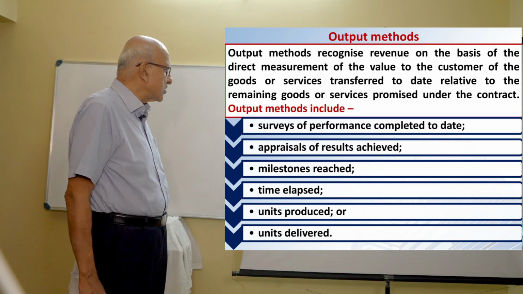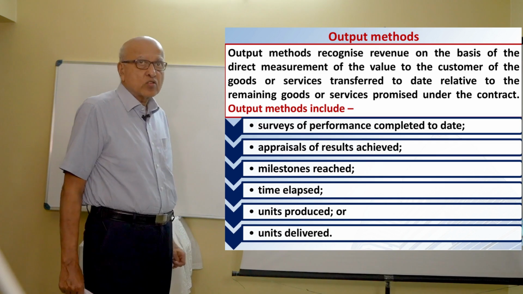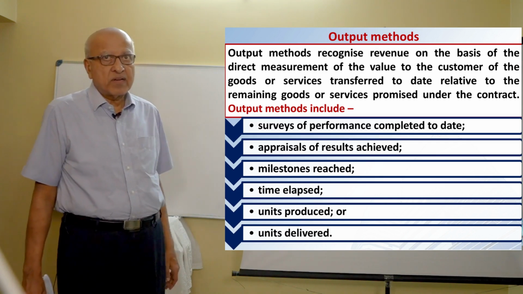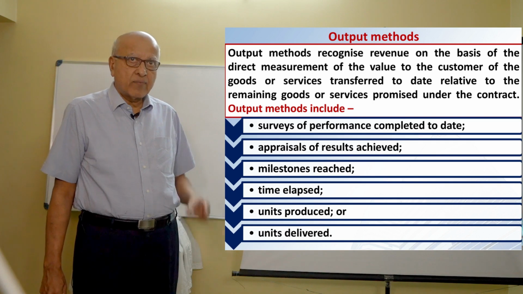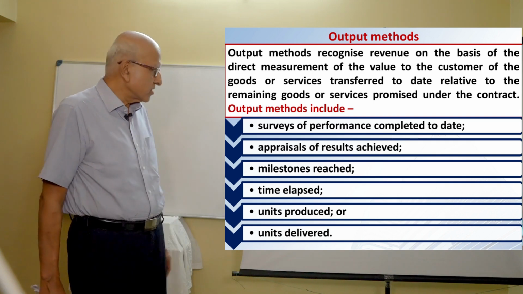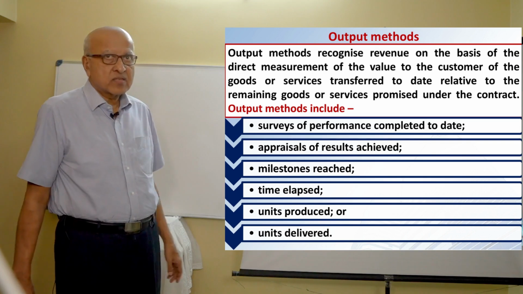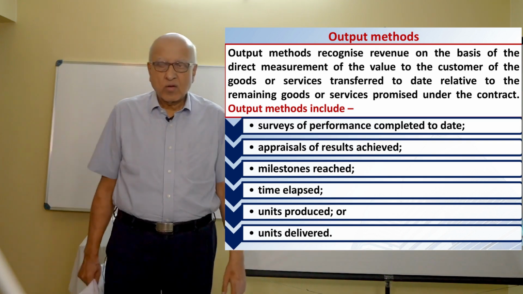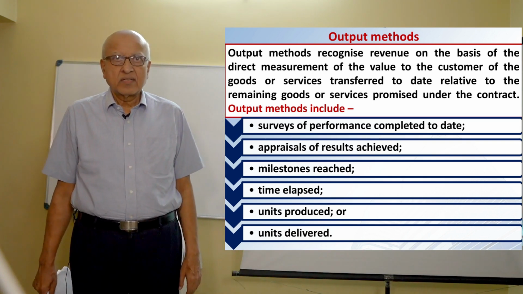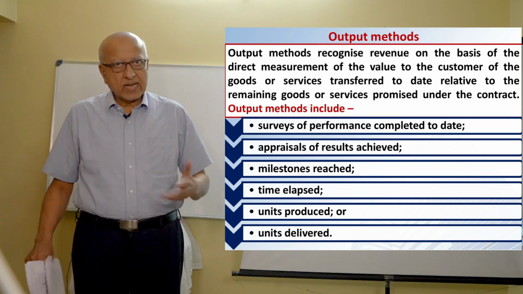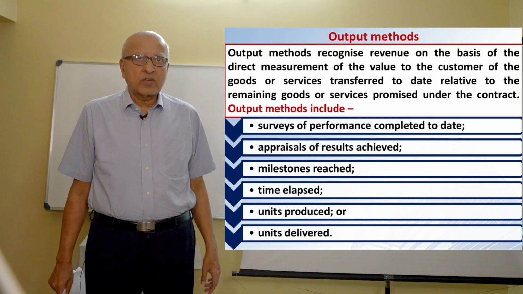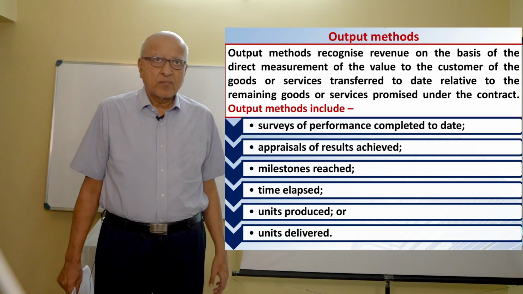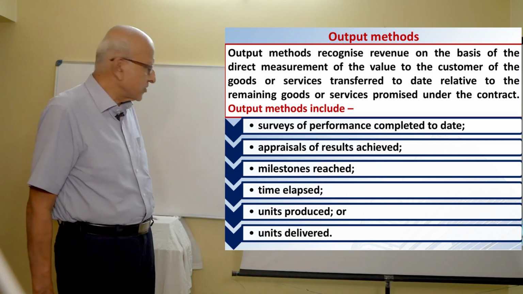Milestones reached. What are the milestones to be reached? To what extent have milestones been reached? What is the percentage? Revenue recognized on that basis. Time elapsed. The contract is for 2 years. 1 year has elapsed. So out of 2 years, 1 year has elapsed. That means 50% complete. So revenue can be taken as 50% of the transaction price.